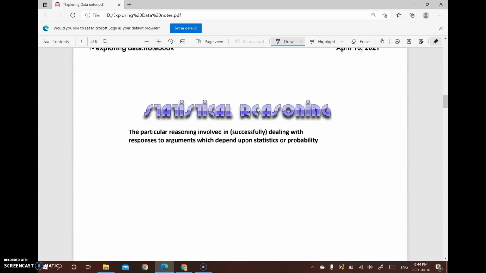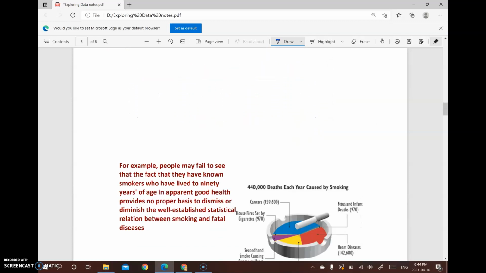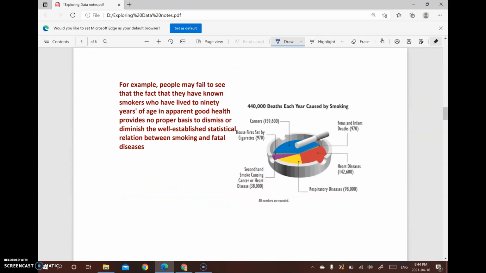Statistical reasoning is a particular reasoning involved in successfully dealing with responses to arguments which depend upon statistics or probability. For example, people may fail to see that the fact that they have known smokers who have lived to 90 years of age in apparent good health provides no proper basis to dismiss or diminish the well-established statistical relation between smoking and fatal diseases.